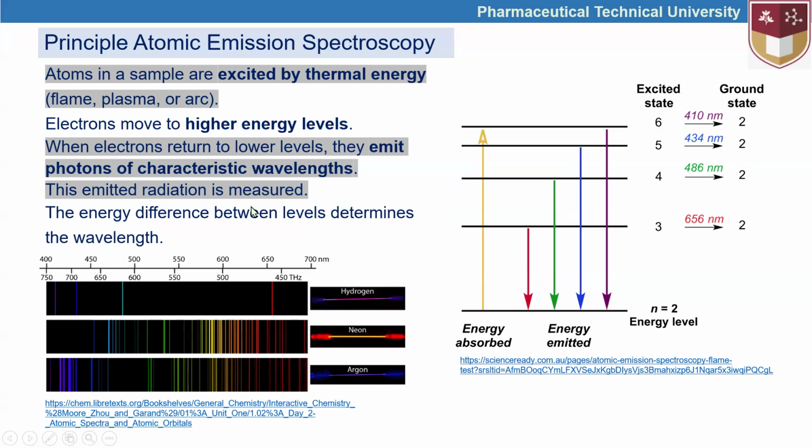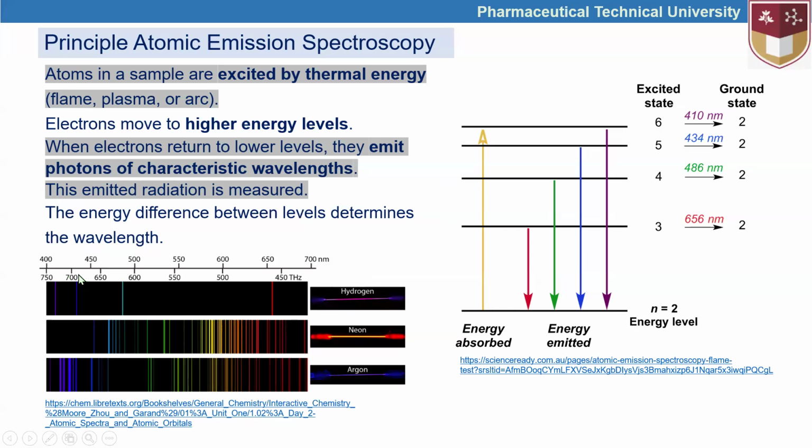This emitted radiation is measured. When it is measured, the presence of atoms can be identified. The energy difference between levels determines the wavelength. Again, this wavelength belongs to atoms. Here we can see the visible light spectrum, actually from 380 to 740, or 760.